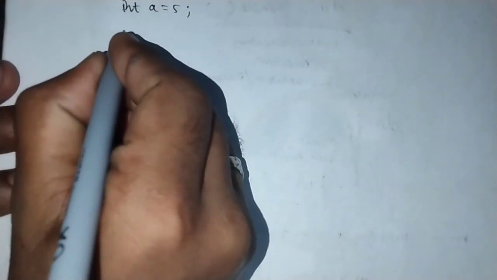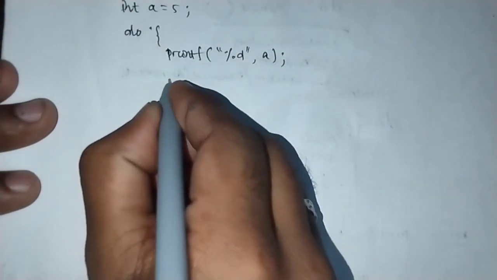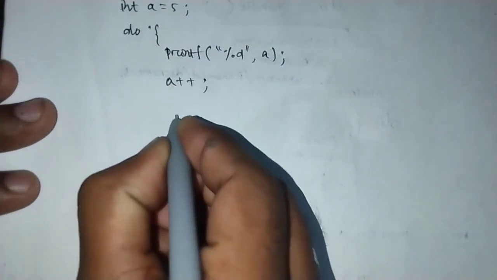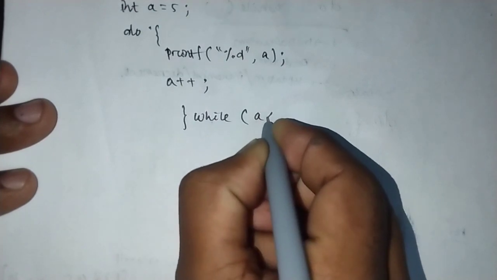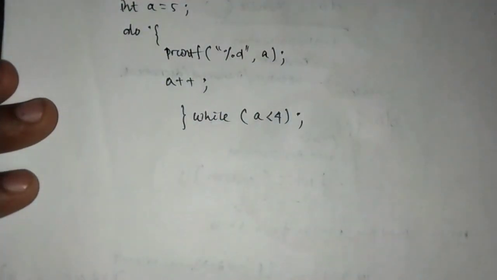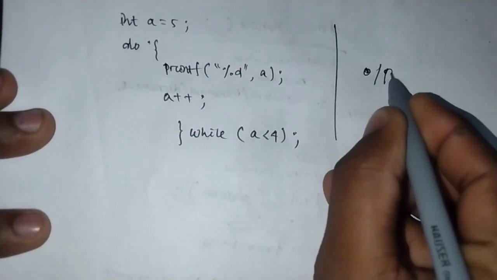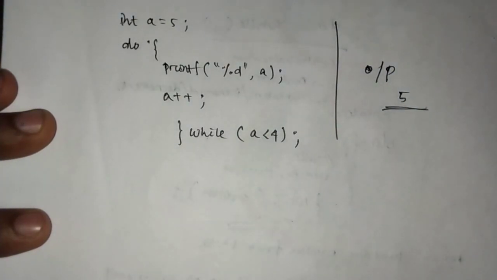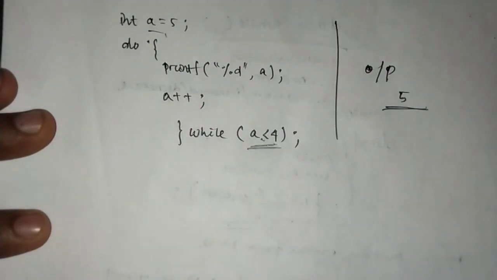Int a equal to 5. Okay, do, print a, then a plus plus. After that there will be a while condition, while a less than 4. In this condition the output will be 5 only. Why? The condition is false, 5 is not less than 4. So why is it going to print this?